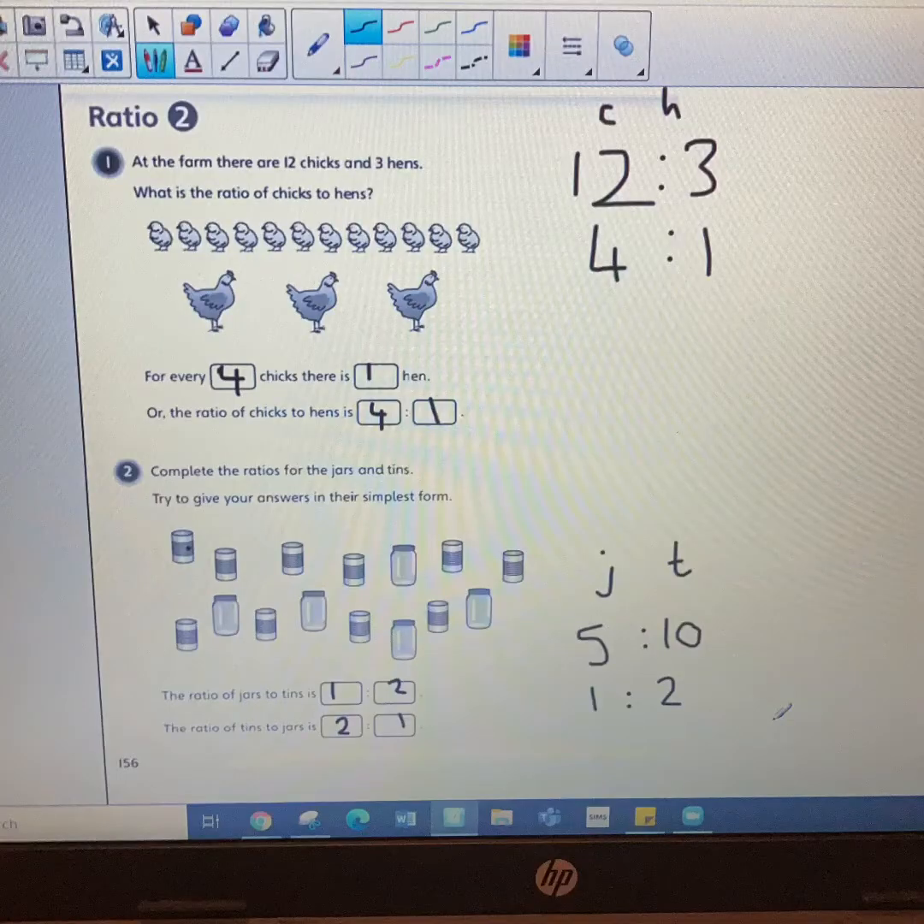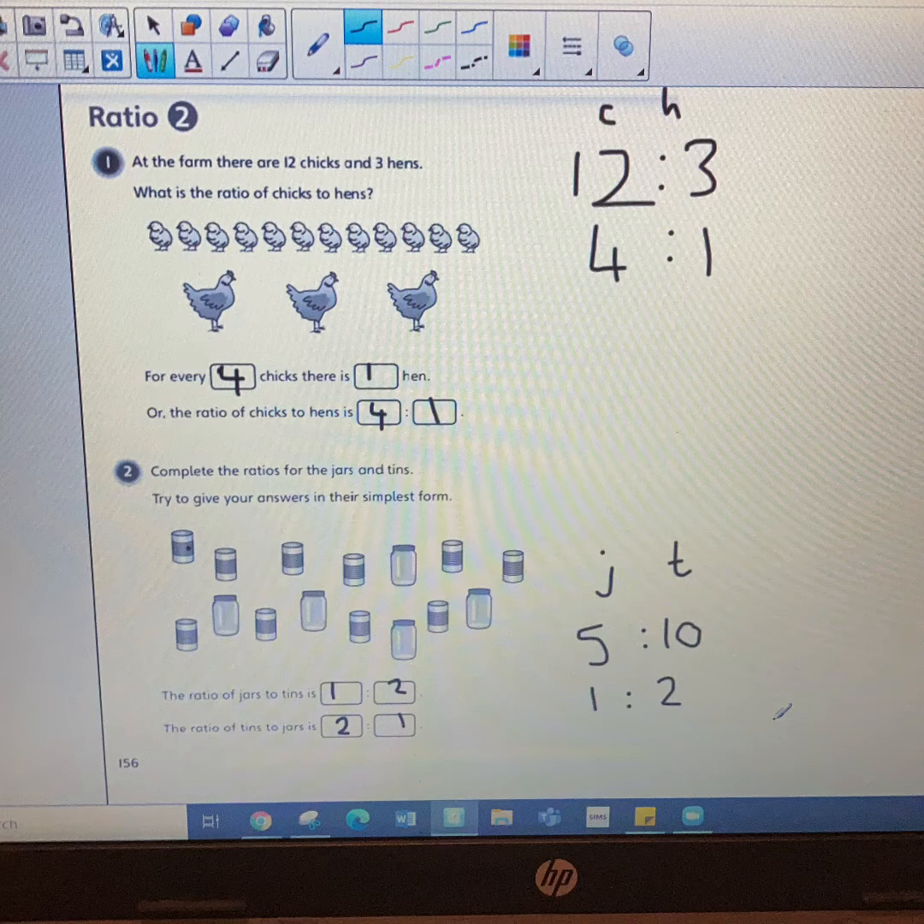Okay then, answer time. So for the first one, there's 12 chicks and 3 hens. So I've written that down. I've written C and H for chicks and hens. Can I simplify it? Well, yes, I can divide them both by 3, which would then be 4 to 1. So for every 4 chicks, there is 1 hen. Or the ratio of chicks to hens is 4 to 1.